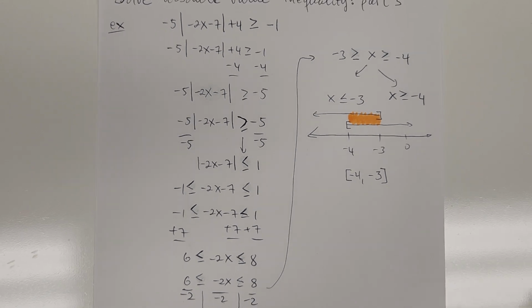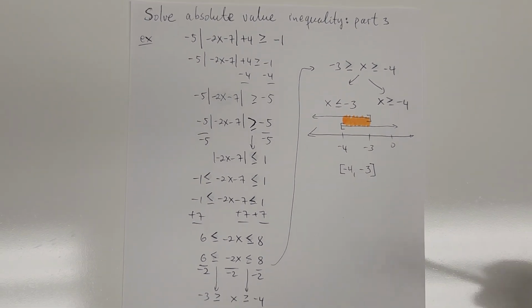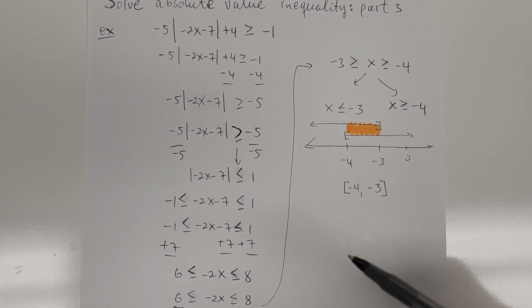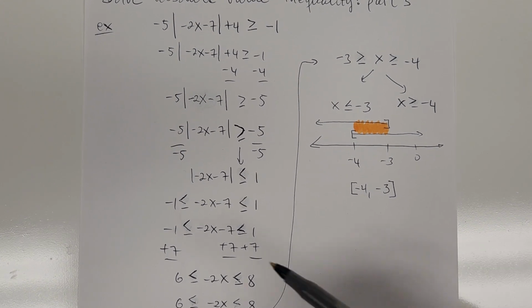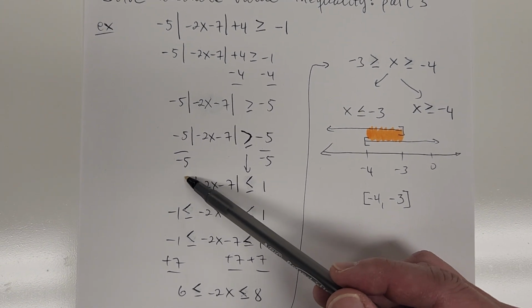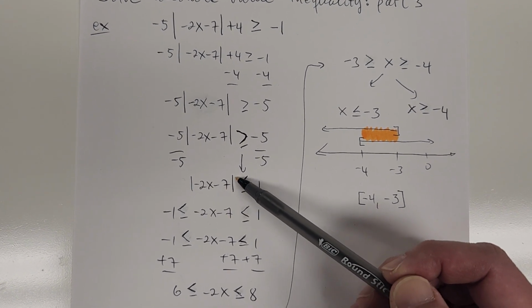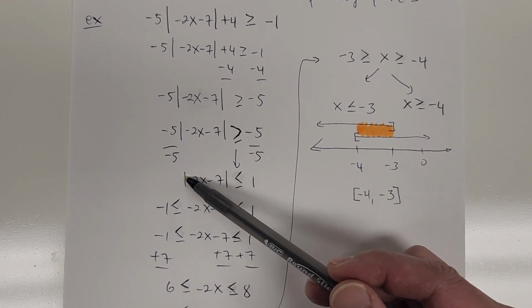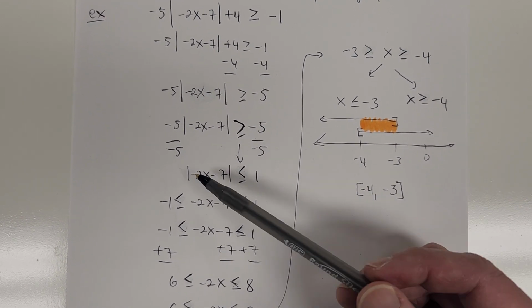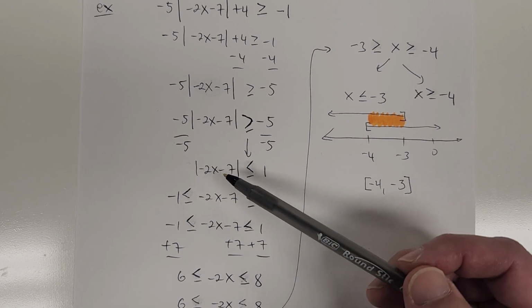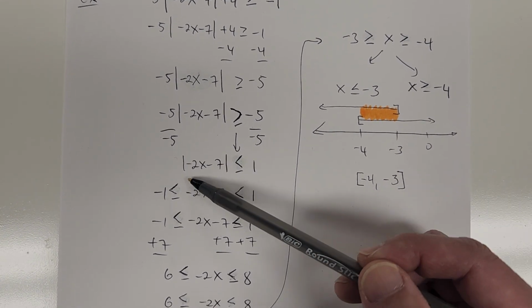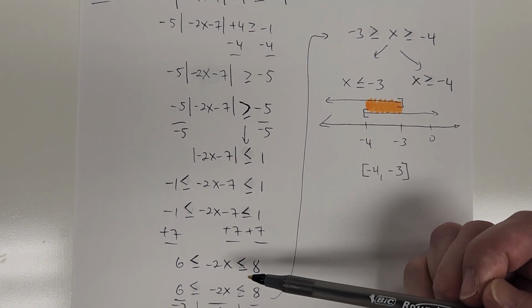Okay, so again, when you solve absolute value, make sure that there's nothing here and there's nothing here, and then you can drop the absolute value. One more time, there should be nothing here and there should be nothing here. Then you can drop the absolute value. Okay.